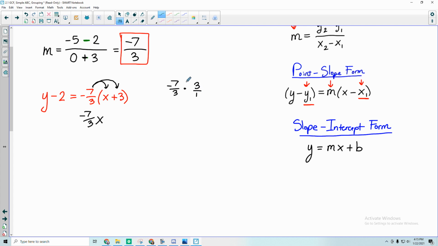One way I could do this is I could think of multiplying straight across. I could take -7 times 3, multiply straight across, I get -21, and then straight across there, I get 3. And then I know that turns into -21 divided by 3, that's -7. Cool. That's one way to do it, and that will always work. Multiply straight across the numerator, straight across the denominator, and then simplify.